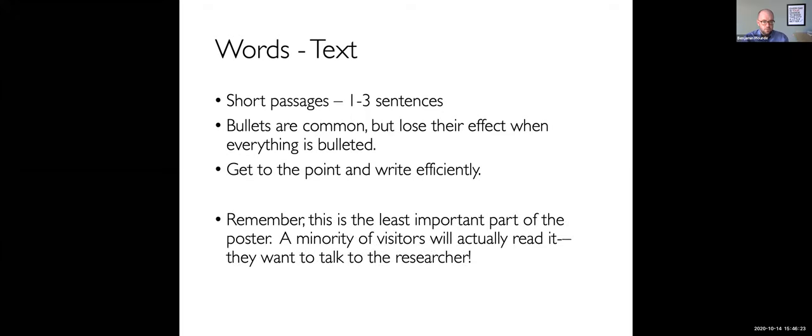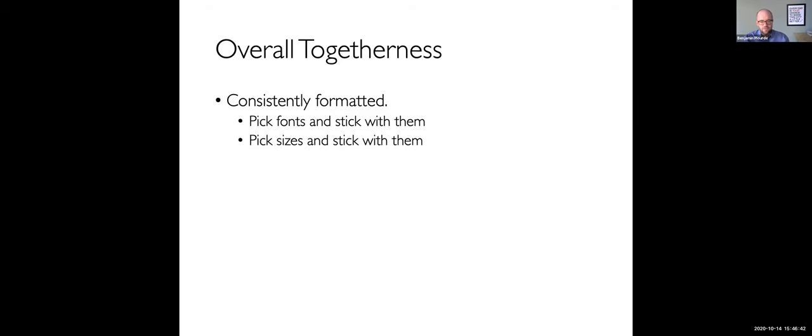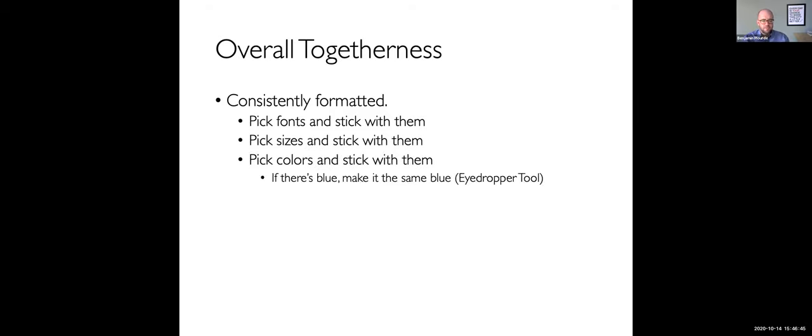The least important part of the poster. End with the words. Don't start with the words. Take all of these parts of your poster and give it overall togetherness. Formatting, sizes, how many inches this is from that. When you pick fonts, stick with them throughout the poster, throughout the figures. Pick colors, stick with those colors. There's nothing colorful about your research? Are you a Kings fan? Use purple and black. Just go for it.